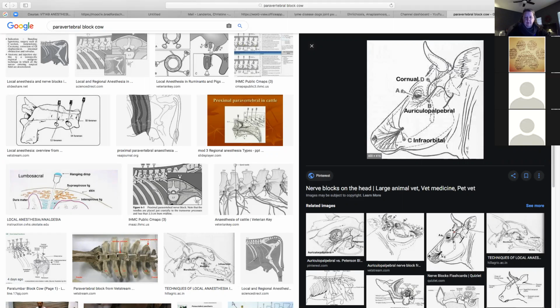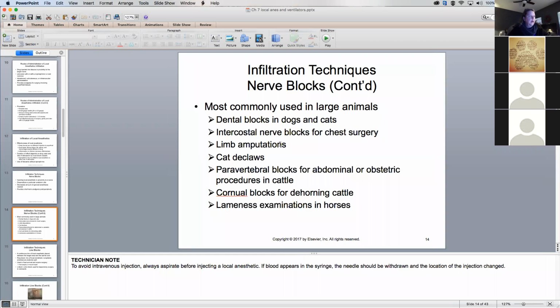Let's see if I can get my PowerPoint back up. Okay, so paravertebral block, and I know it's not on here. Inverted L is a similar type of block. Corneal block for dehorning. The other thing is, let me explain lameness exam.